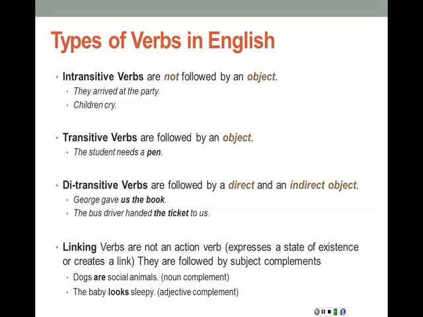So that's a little review of the types of verbs in English so that you can look for the types of verb phrases in your sentence patterns.